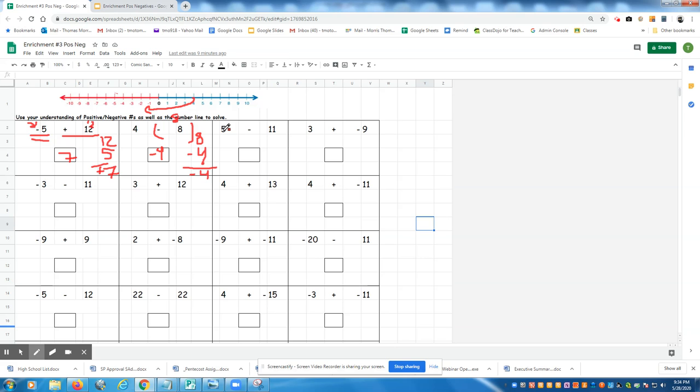All right, here we go. 5 minus 11, I'm starting at 5, and I'm subtracting more than I have, so my answer has to be negative, and then just subtract the numbers regularly. So that would be 11 minus 5 is 6, -6.